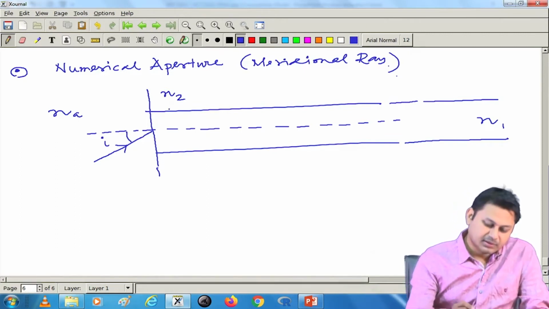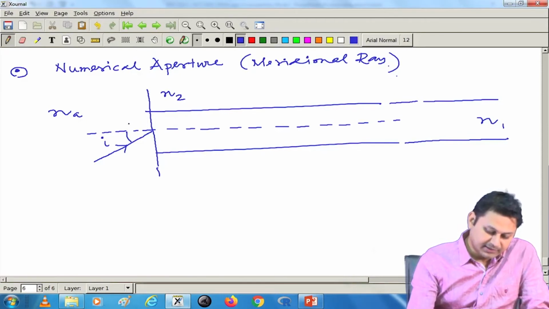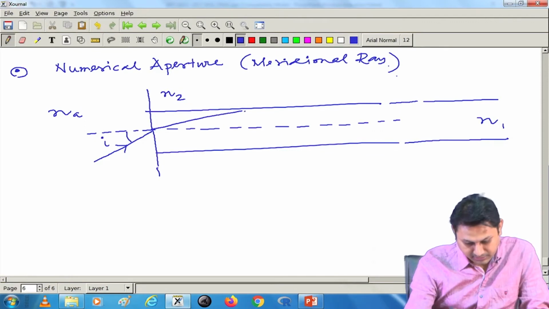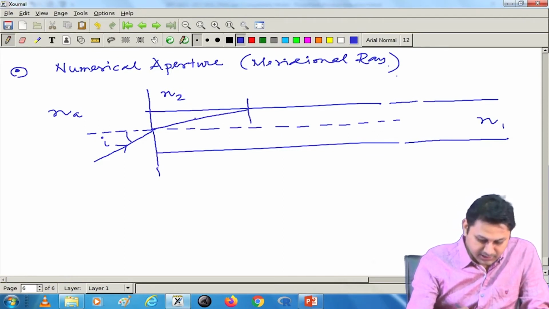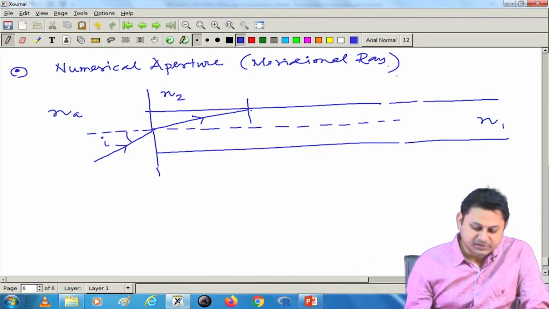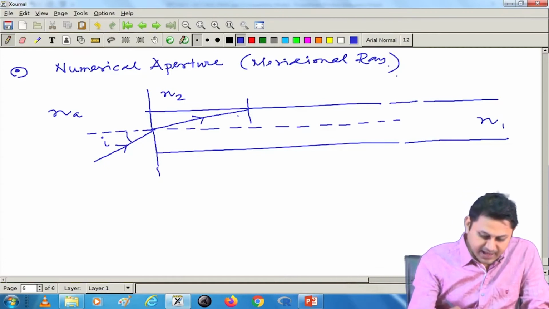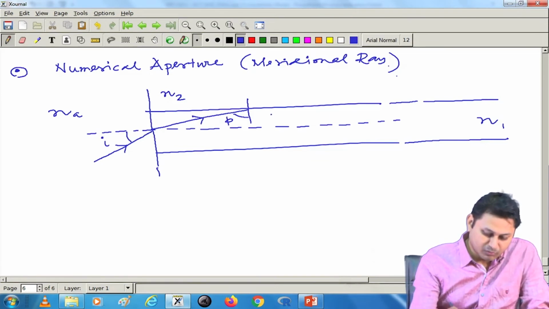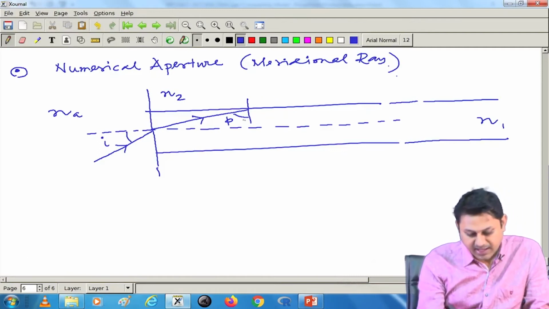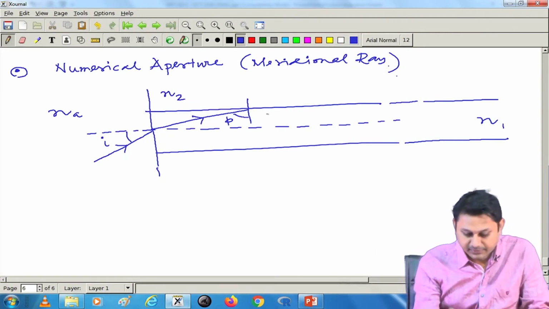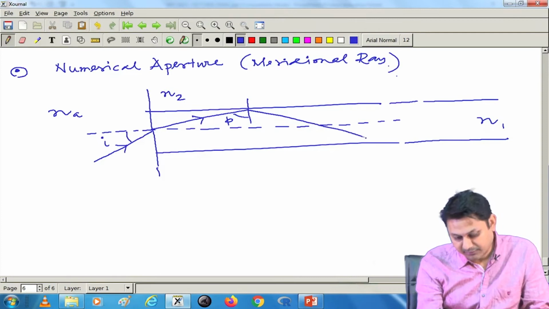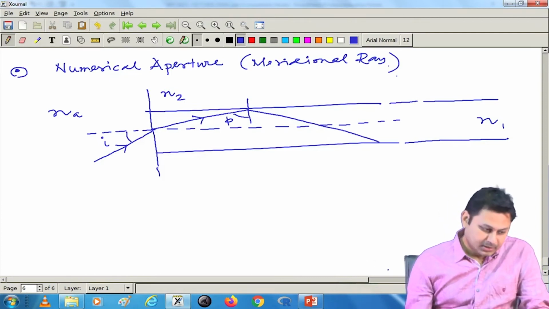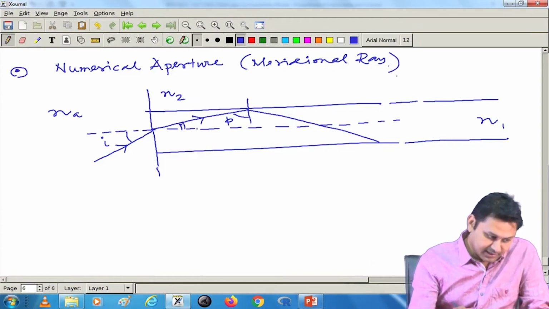Now this is the interface, with refractive index N1 and refractive index Na. Some kind of deviation one can expect like this, and the light will then hit some point here. If this angle at which it is hitting, say phi, is greater than the critical angle, at this boundary between N1, the core, and N2, the cladding, then we have total internal reflection at this point. Now let us consider this other angle as theta.